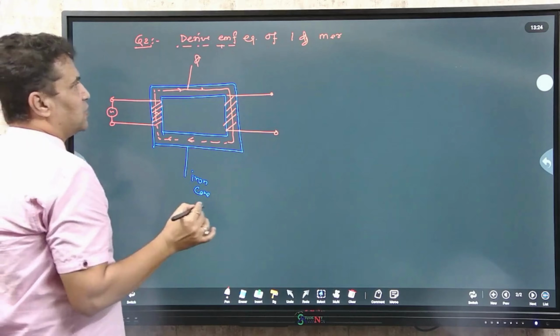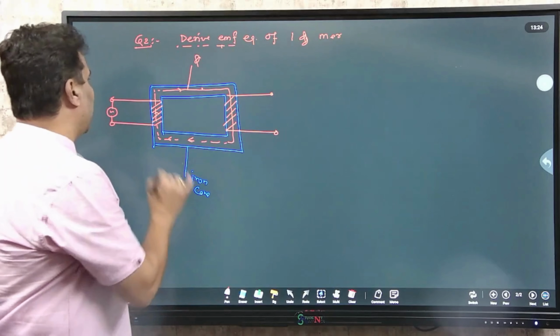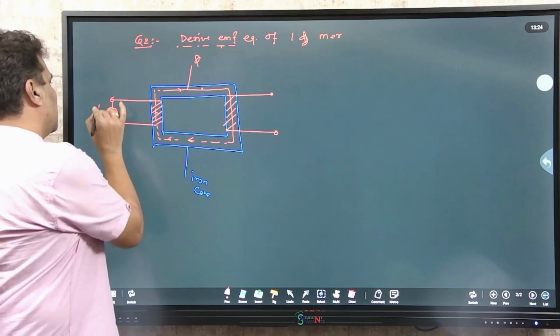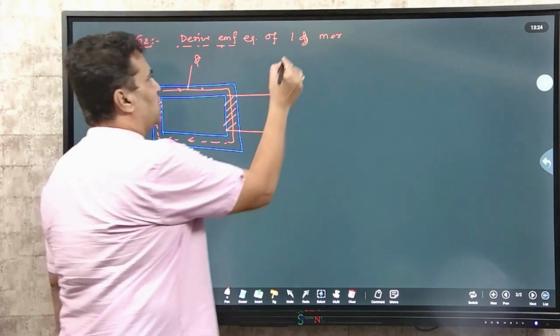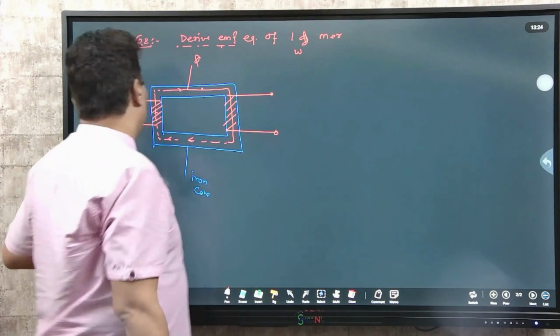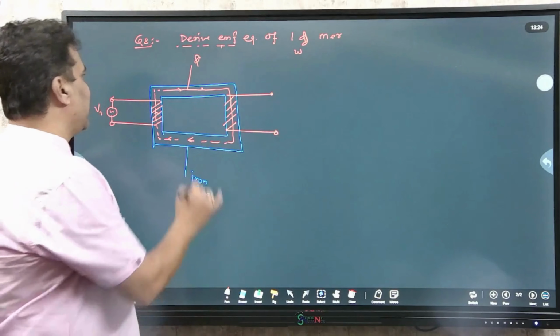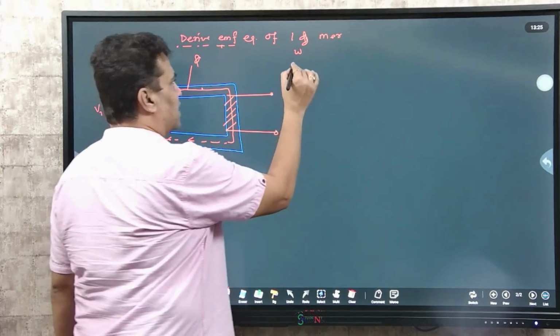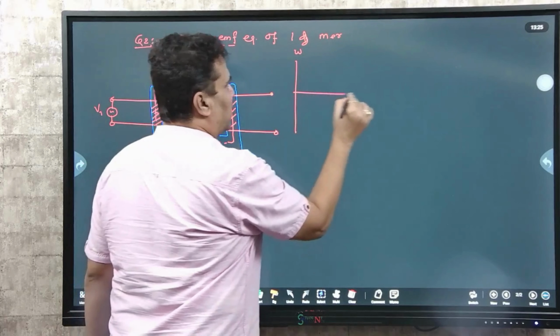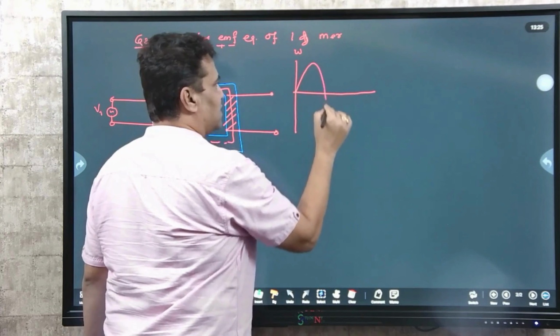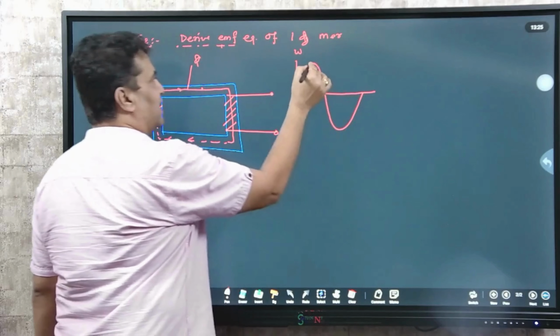Generated flux. So the first point in explanation, what you have to write: when we apply primary voltage to the primary winding, the primary winding generates alternating magnetic flux as shown below. So what is the nature of alternating magnetic flux? This is the nature of alternating magnetic flux.